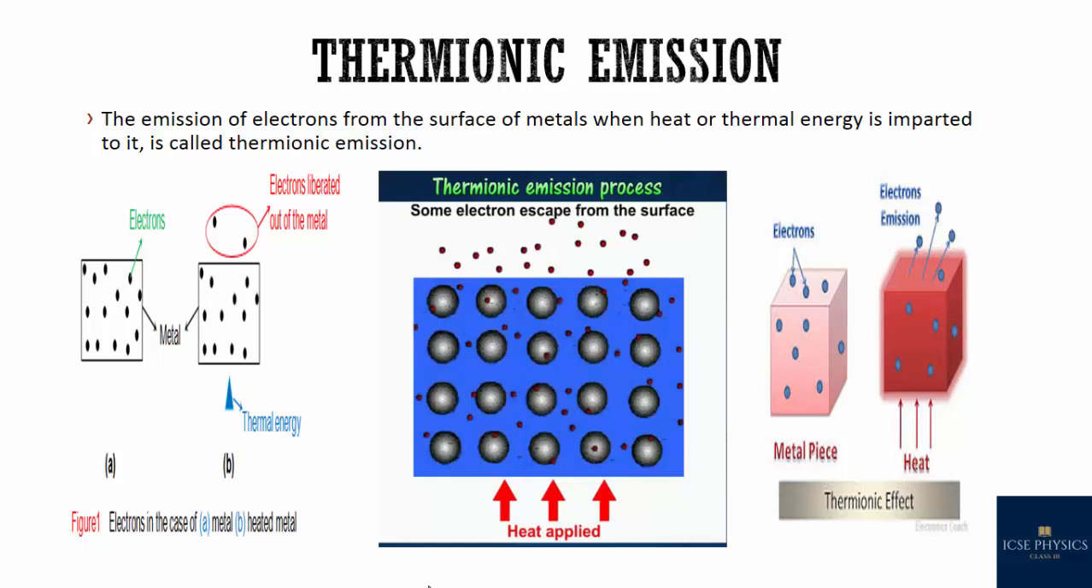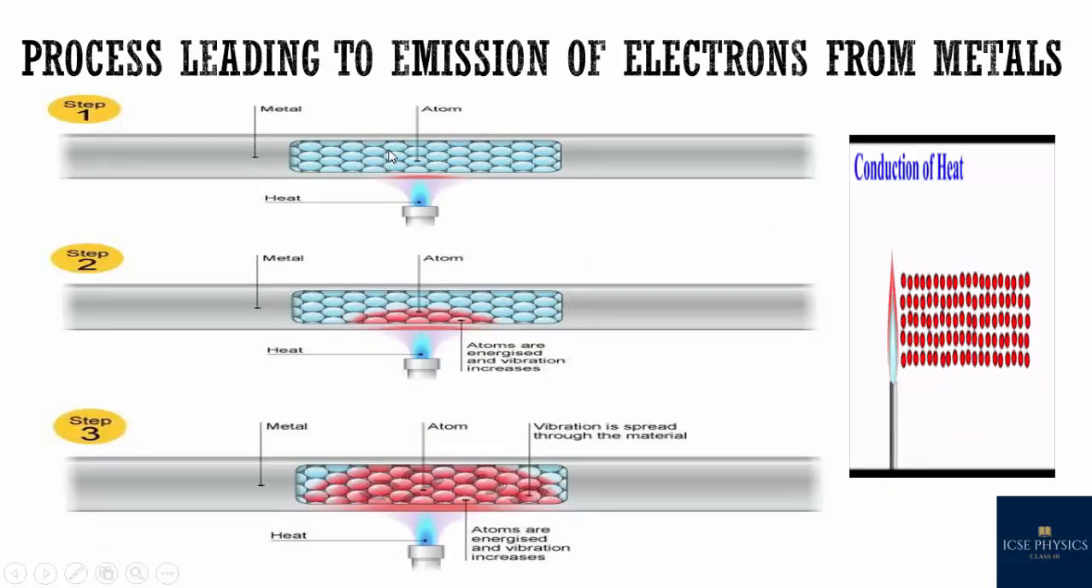Now, what is thermionic emission? The emission of electrons from the surface of metals when heat or thermal energy is imparted to it is called thermionic emission. Here, what happened? We saw that when we supplied heat energy, first the vibration was up to here. Then it spreads towards all the ends of the metal. But the free electrons are still inside the metal.